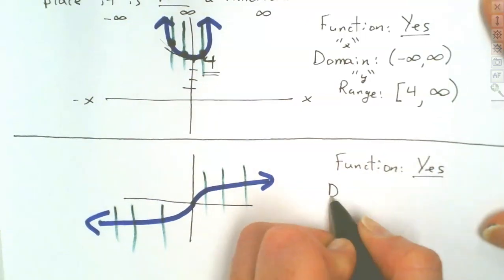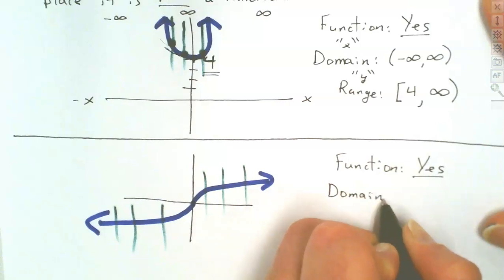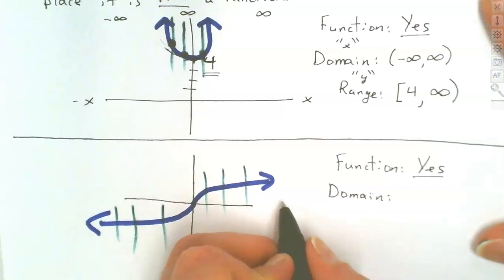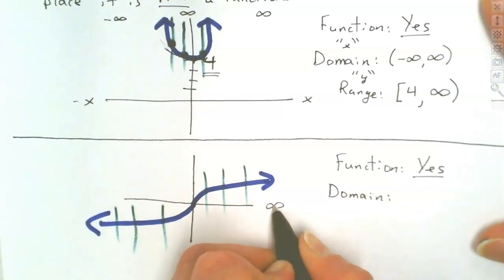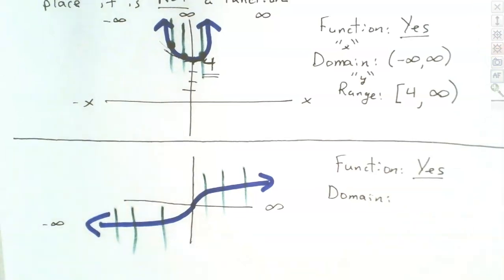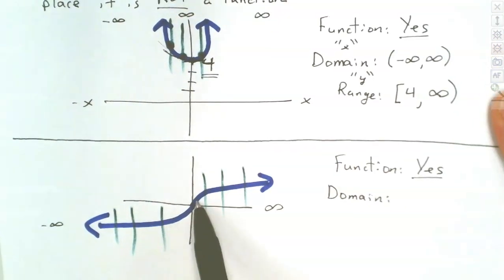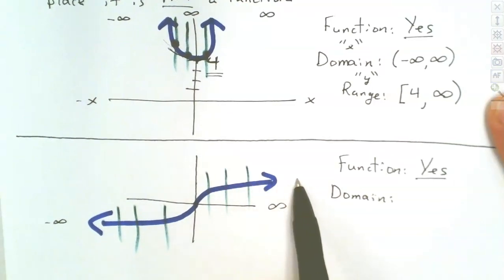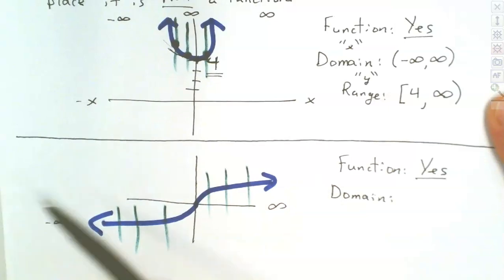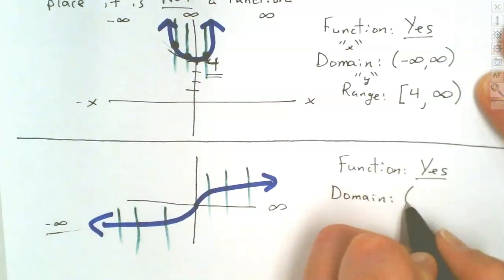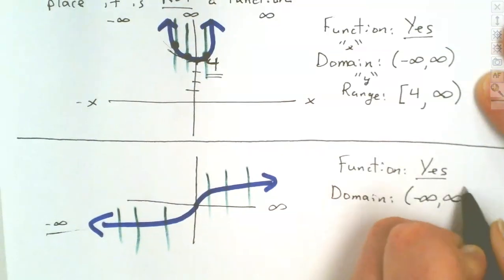What about the domain? If I start right here, what is it doing? It's going up and to the right, and down and to the left. So if I look at this, the graph is going up and continuing over to the right towards positive infinity. This part's going down and continuing to the left to negative infinity. So my domain is negative to positive infinity.